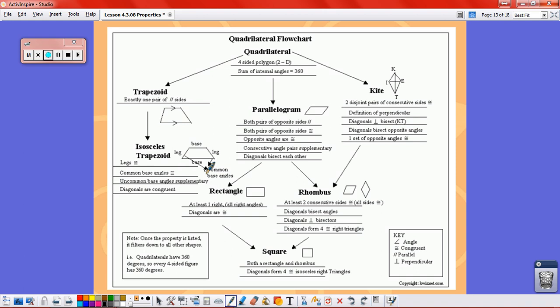Here's our quadrilateral flowchart, which just shows all of these characteristics in one flowchart. So you can see it starts with quadrilateral, goes down to kite, parallelogram, and trapezoid. They included isosceles trapezoid. Parallelogram splits into rectangle and rhombus, and kite joins in on the rhombus, and rectangle and rhombus both go down to a square. So this is an interesting flowchart, but this is just all the stuff that we just talked about.